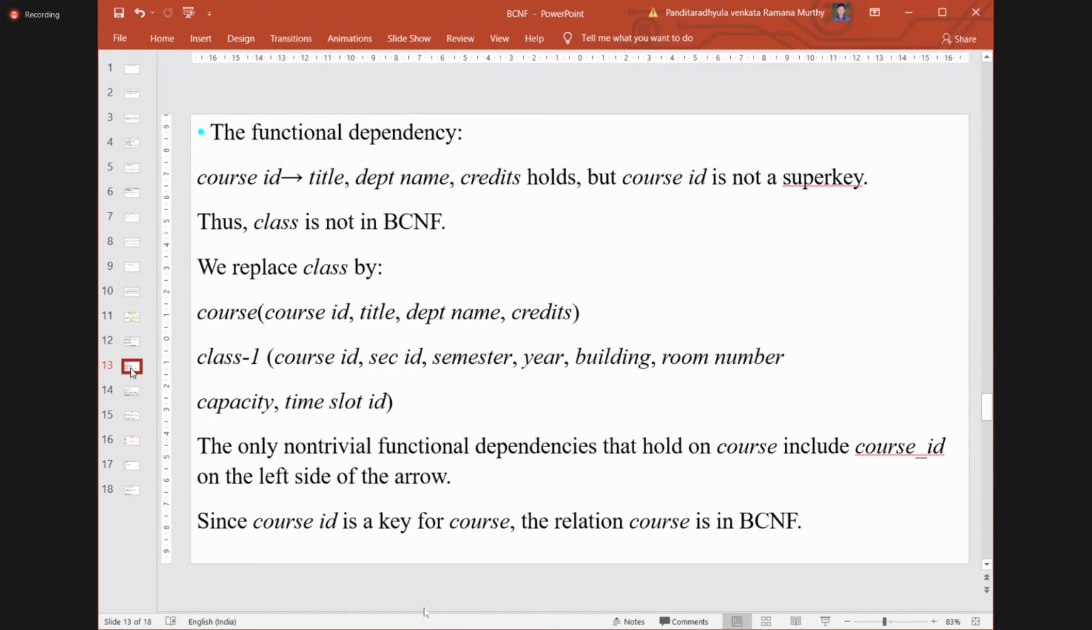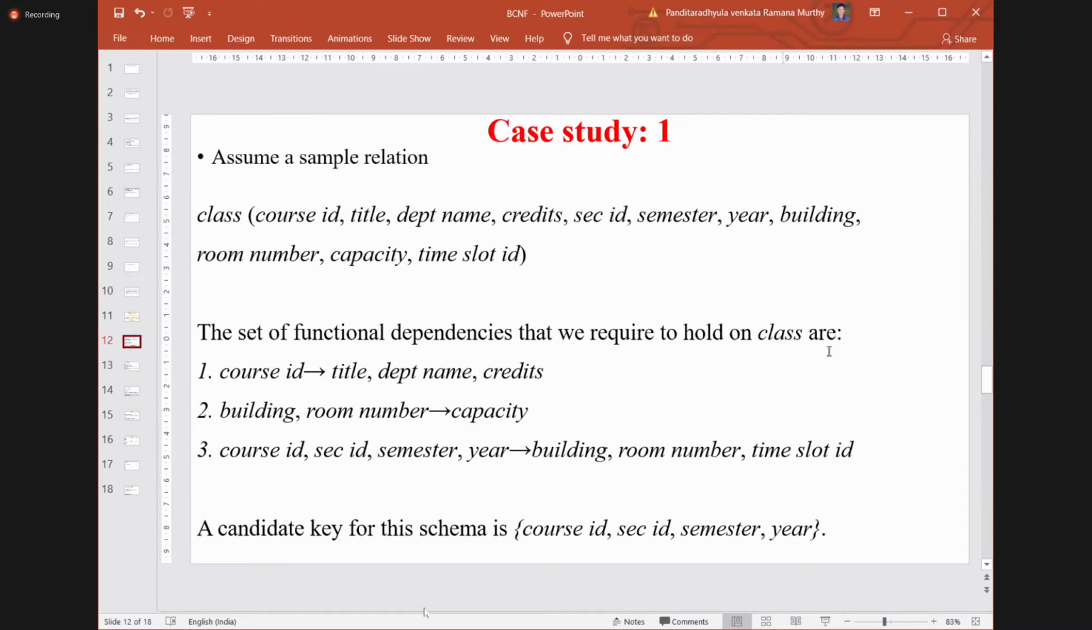But course ID cannot be declared as a super key here because we have non-related attributes. Say, for example, building, room number, capacity, time slots are not related to the course ID. If you repeat the particular building, the course ID may be repeated also. The section ID, semester, year are all related to the same course. For second year, for A section, once again the same course ID occurs.